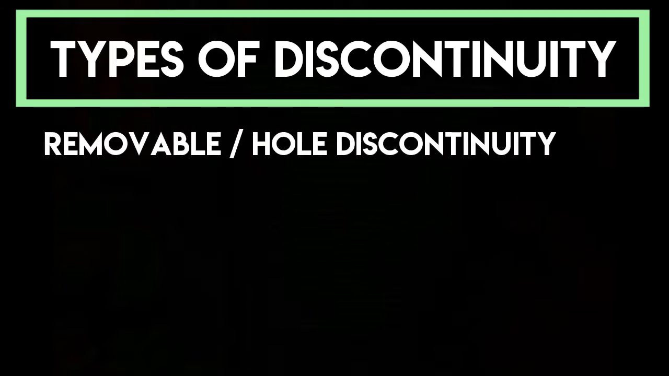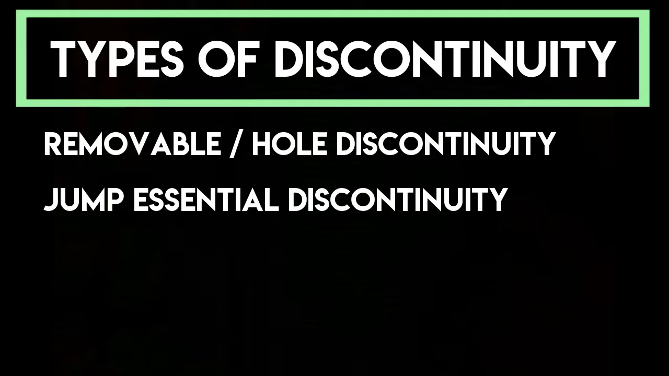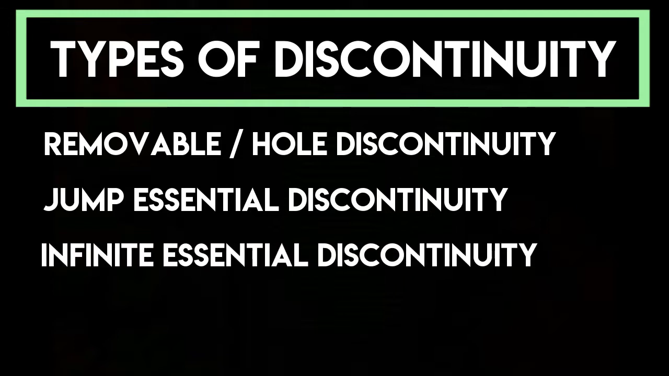So first of all, we need to know the types of discontinuity. We'll be discussing the three types, namely removable or hole discontinuity, jump essential discontinuity, and infinite essential discontinuity. But before that, we have to define three conditions needed for a function to be considered continuous. These conditions are important in determining the type of discontinuity on a given interval.